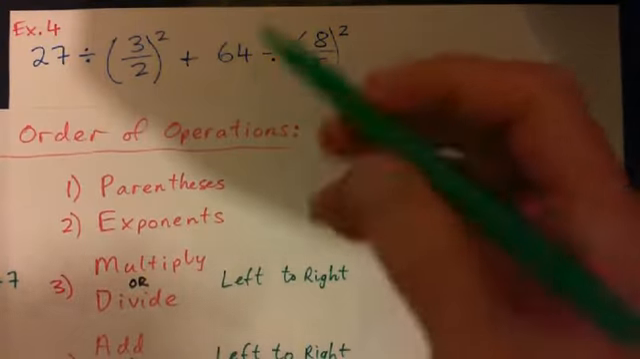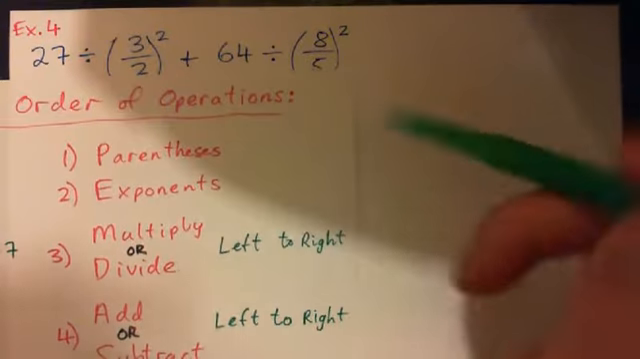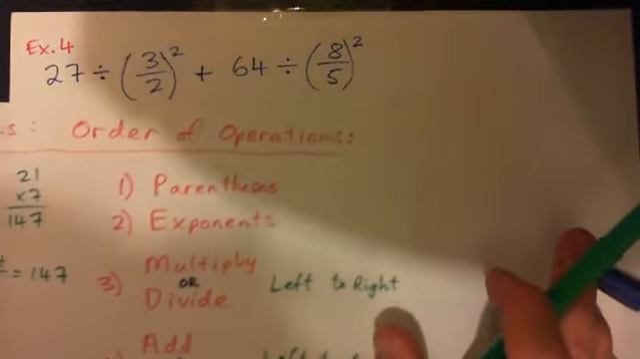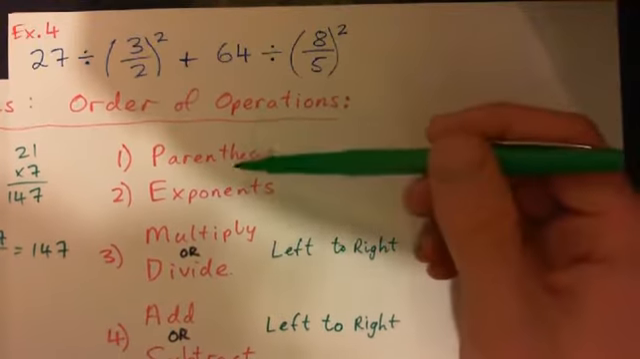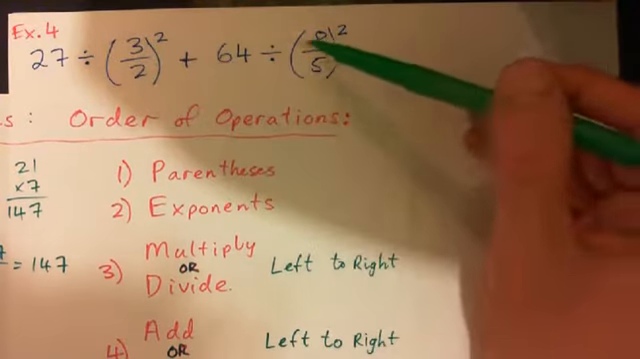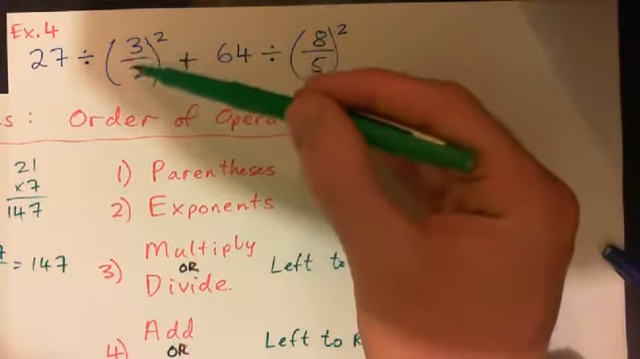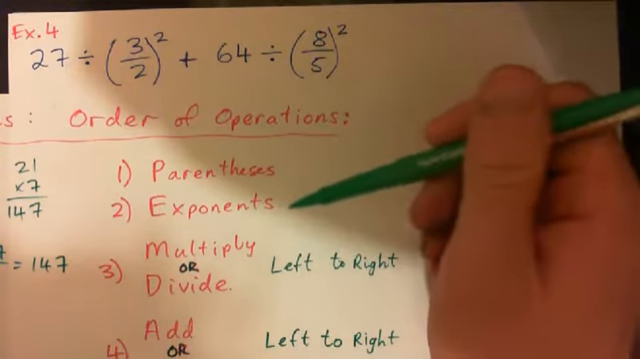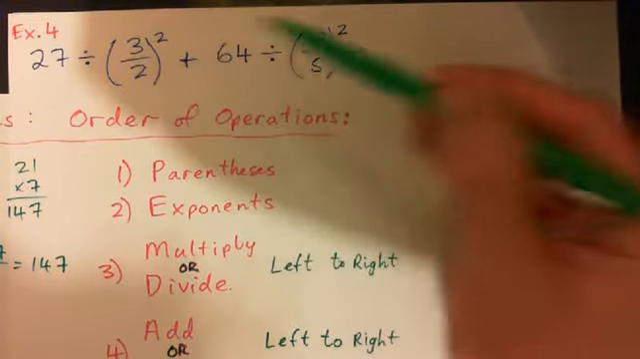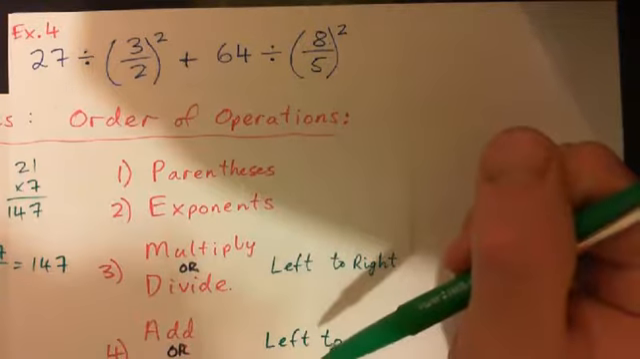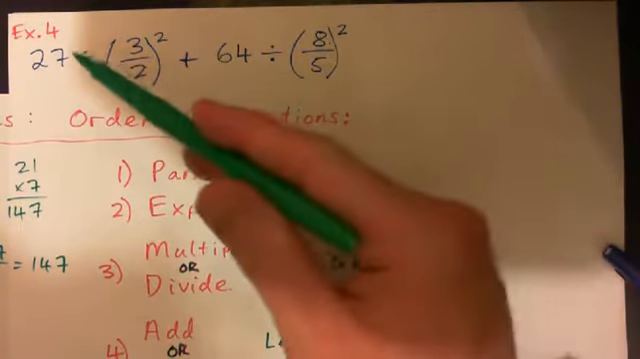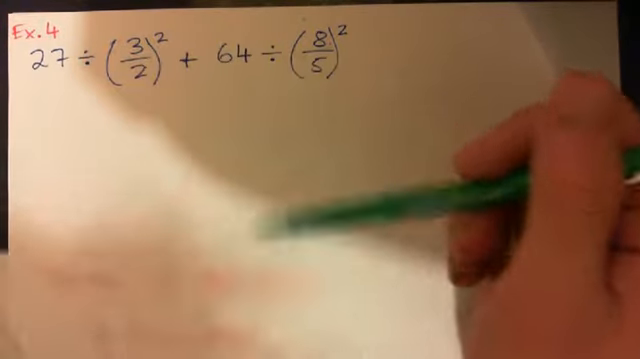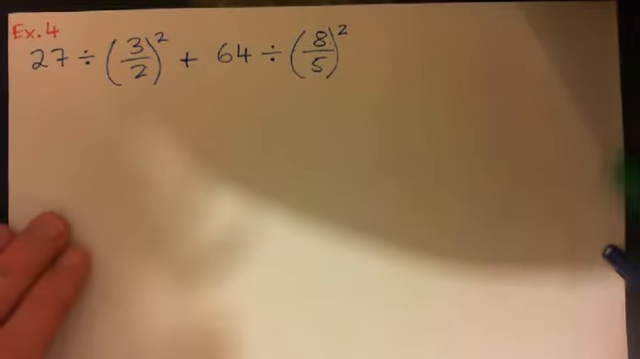Now, what do we do first? Let's see if we can make some space here. We've got to do parentheses. Well, we do have parentheses, but there's nothing to calculate inside here. 3/2 is just 3/2. But we do have exponents to calculate, so let's start with that. We have an exponent here and an exponent here. And then after that we'll do the divisions, and then after that we will do the adding. Okay? So we'll start with the exponents.